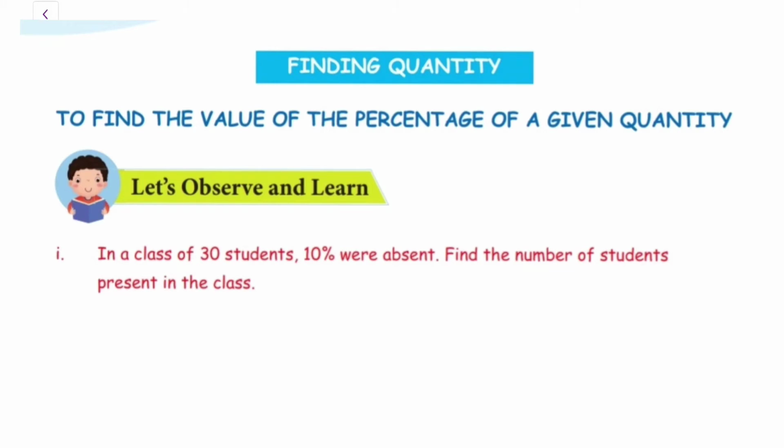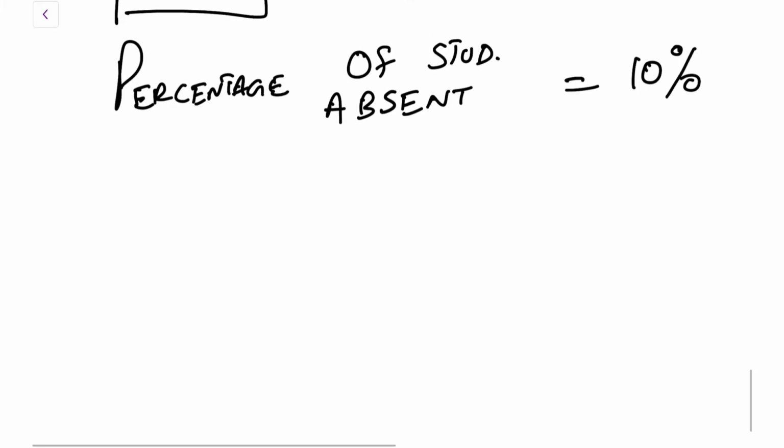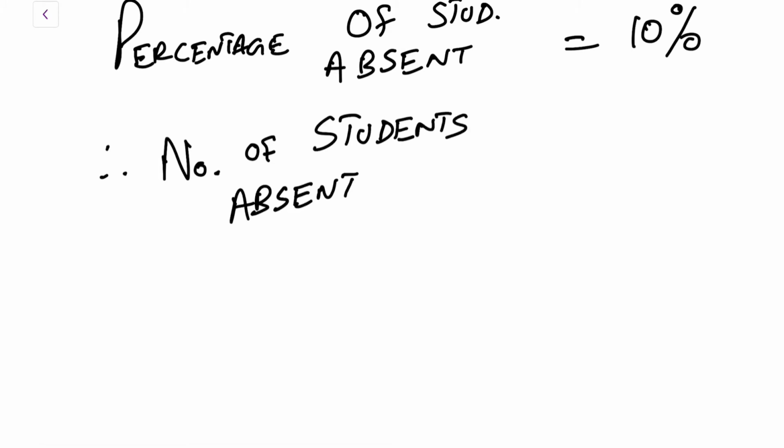Alright, okay, so first, what is the percentage of students absent? What did they say? 10%. That's right. That is what is given. All right. So once they give you the percentage of students absent, it's easy to calculate the number of students. Let's calculate the number of students. Therefore, number of students absent will be, what do you think it is? They said it is 10% of the total number of students in the class. How many are there in the class? 30 students. Perfect.